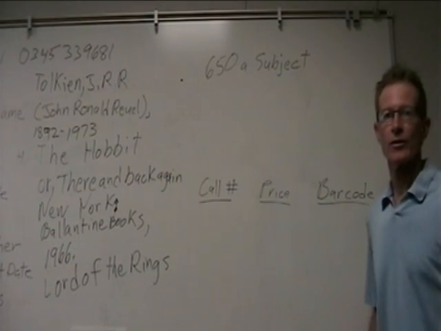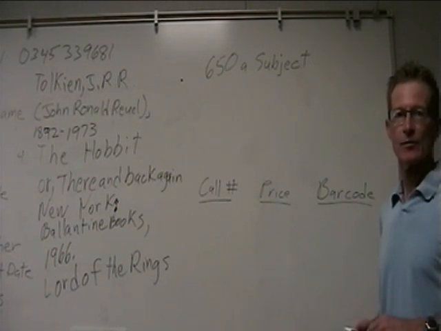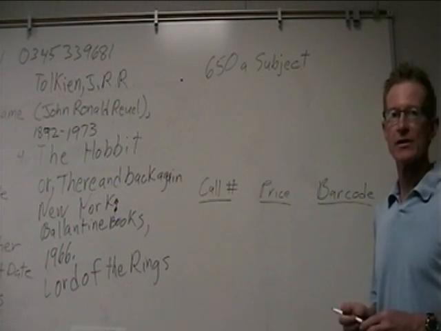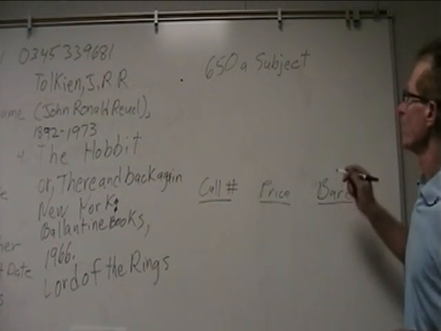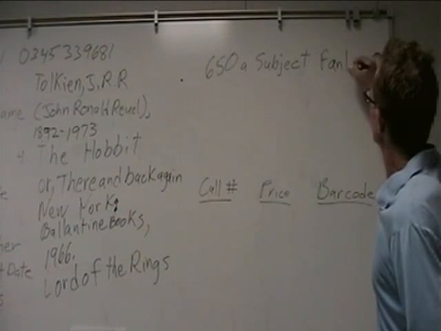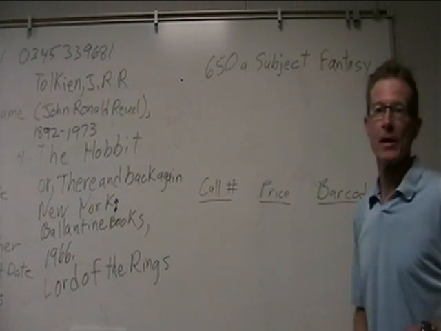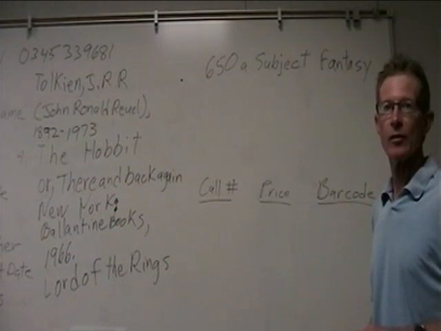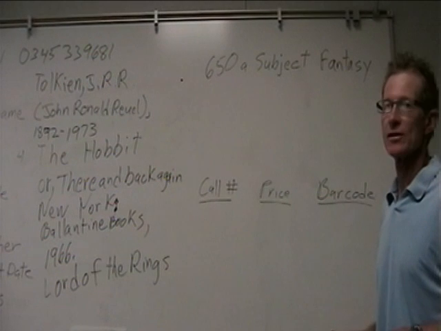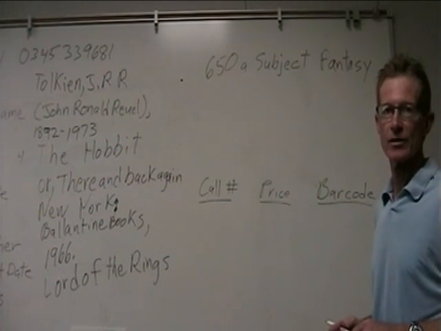The other field we want to talk about is the subject field. A lot of fiction books, you may not have any subjects at all. In most cases, you're not going to have more than 1 or 2. But for this book, it is a fantasy book, so I will put fantasy into the 650 subject field. And that's pretty much all you're going to need to do in most books. Just enter 1 or 2 subjects. Most of the other fields you probably aren't going to have to do when you're doing original cataloging.